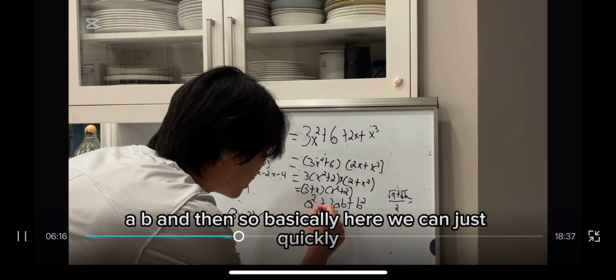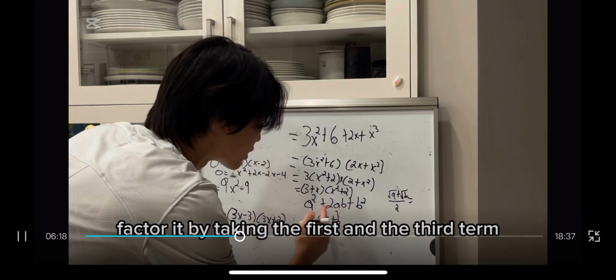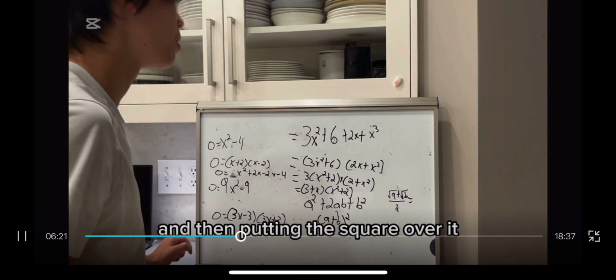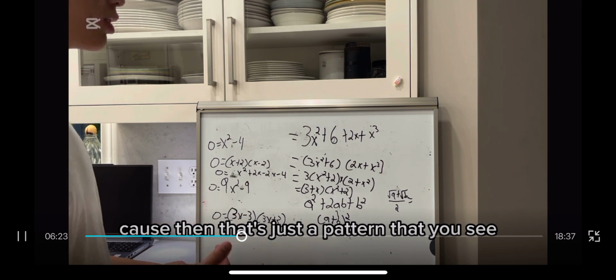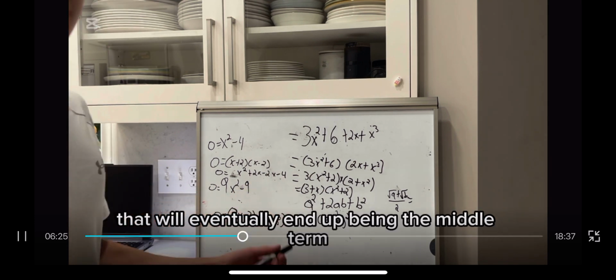So basically here we can just quickly factor it by taking the first and the third term, putting it in an expression, and then putting the square over it. Because that's just a pattern that you see that will eventually end up being the middle term.